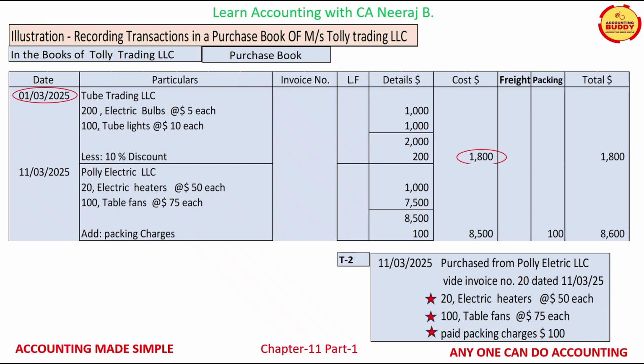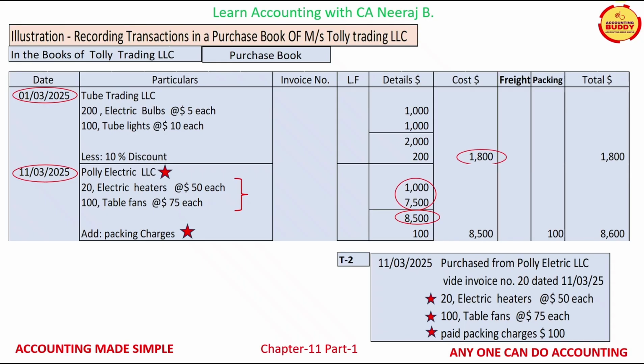In the date column, the date on which the transaction took place, that is 11th of March 25, is mentioned. In the particulars column, the name of the supplier, Poly Electrical LLC, along with the full description and details of the goods bought is mentioned. The value of each item is separately mentioned under the details column. The total value of all the items bought is also mentioned in the details column. The additional charge of packing charges is mentioned under the particulars column.